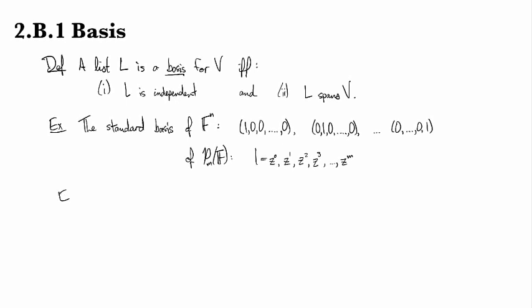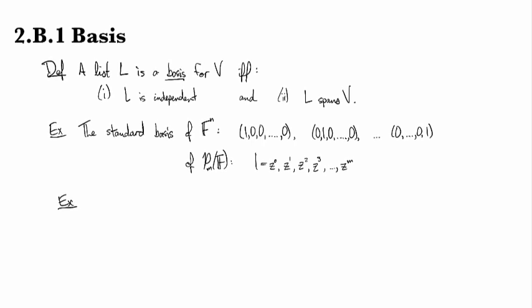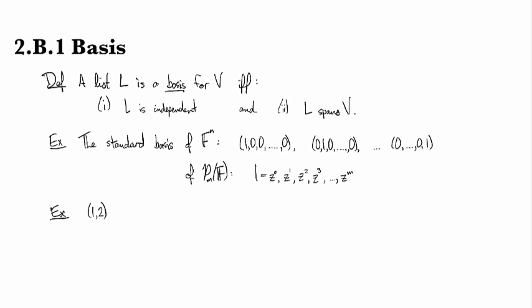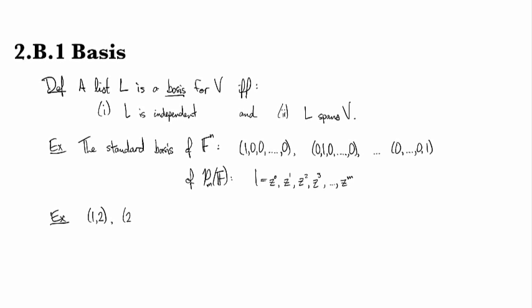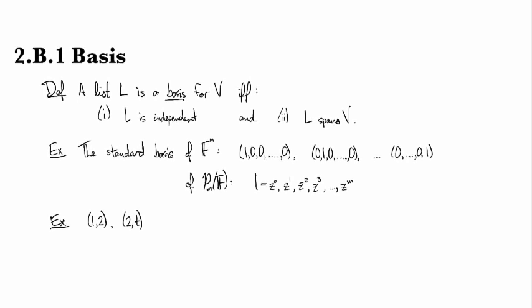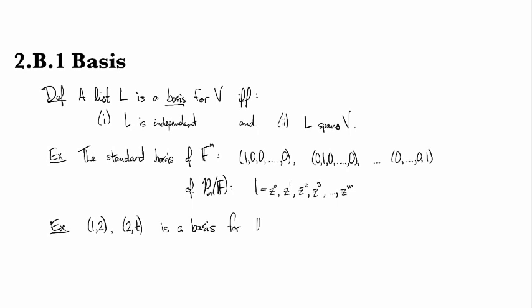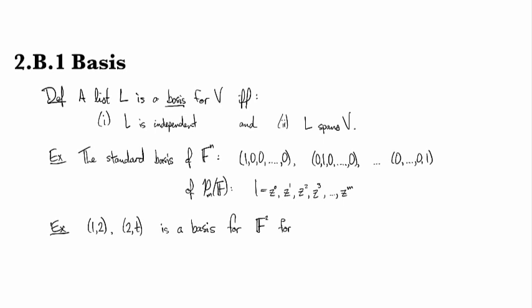Let's look at other examples. So if I have the vector (1, 2) and the vector (2, t), this is going to be a basis for F2 for any t which is not equal to 4, which is the one value of t that would make the second vector into a scalar multiple of the first, and hence the pair would not form a linearly independent list.